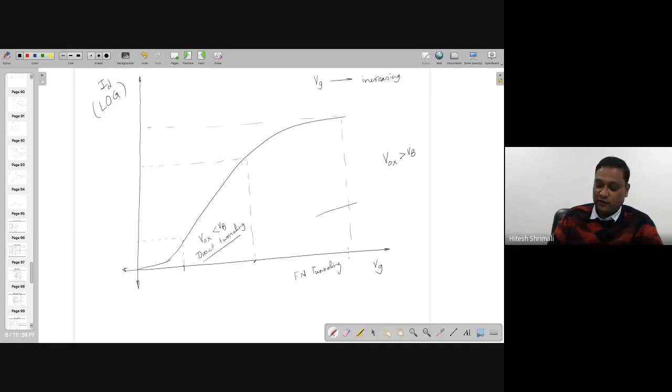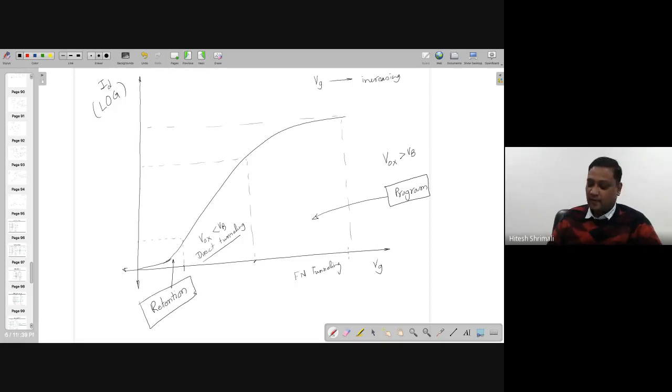And here we are going to program it. And the value where VG is near zero or the current is also zero, that value we are going to use for the retention. Right? So this is what is happening.